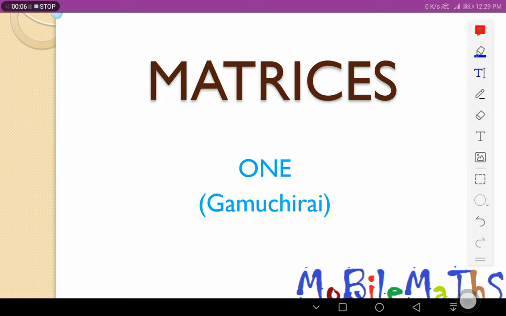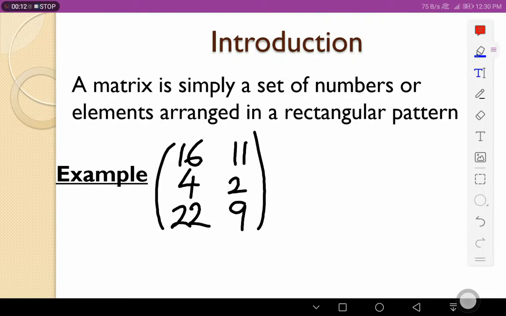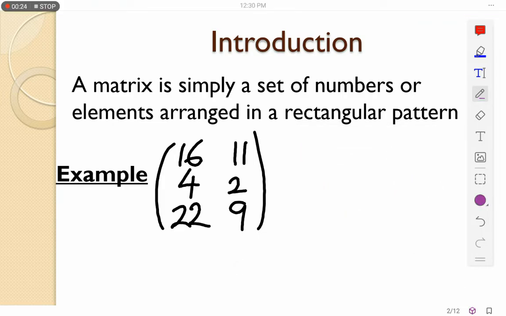Today we want to look at matrices. We are going to look at matrices 1. Okay, so what is a matrix? A matrix is simply a set of numbers or elements that are arranged in a rectangular pattern. Like in this case, I've got this matrix here where I've got 16, 4, 22, 11, 2, 9. This is the rectangular pattern that it has.